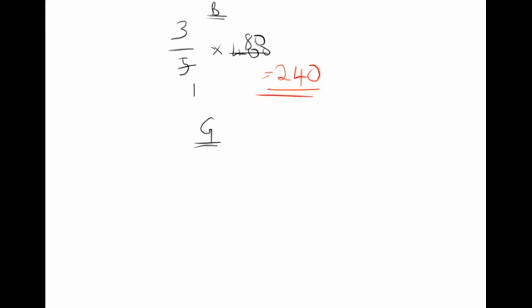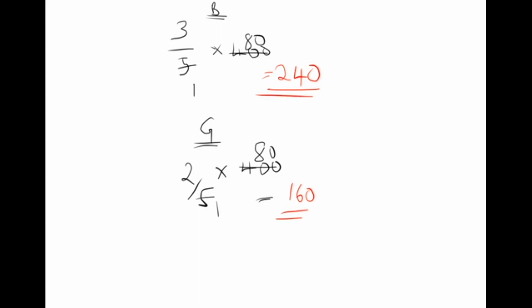Therefore, we shall have boys 3/5 times 400. By 5, 1; by 5, 80. 3 times 80 is 240. So the boys are 240. The girls, their ratio is 2/5 of 400. Simplify. By 5, 1; by 5, 80. 2 times 80 gives you 160. So the girls are 160.